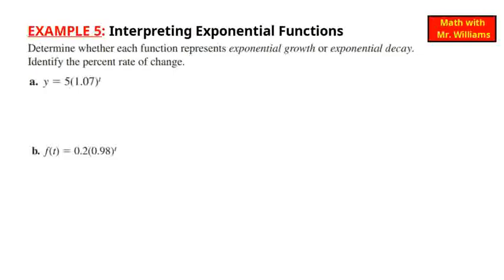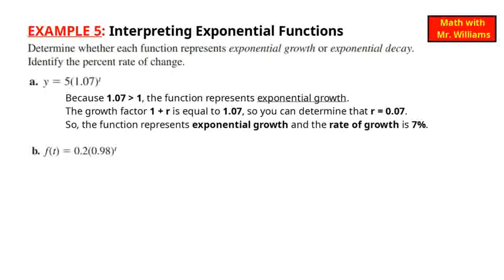Example 5, interpreting exponential functions. Determine whether each function represents exponential growth or exponential decay. Identify the percent rate of change. So the first one we have is y equals 5 times 1.07 to the t power. All right, so because that 1.07 is greater than 1, the function represents an exponential growth function. The growth factor, 1 plus r, is equal to 1.07, so you can determine that the r value is 0.07. So the function represents exponential growth, and the growth rate is 7%.